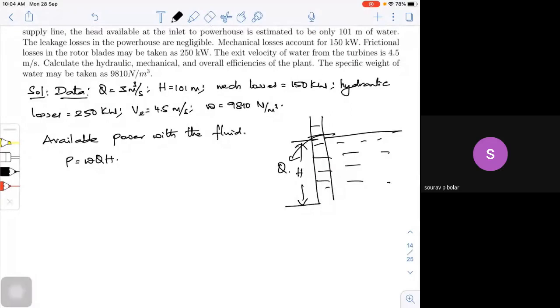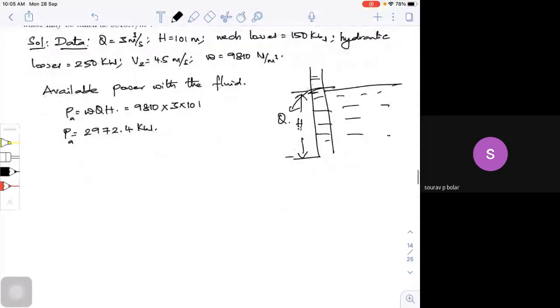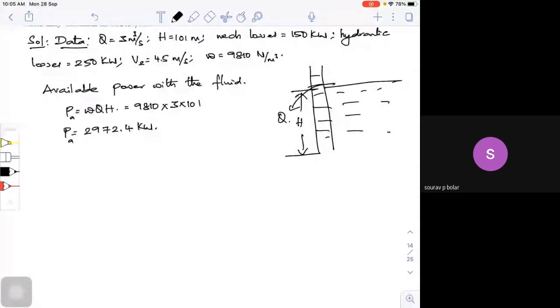So if I try to calculate it, this is 9810, your discharge is 3, and your H is 101. If I put it into my calculator, I am getting around 2972.4 kilowatts. This is the power available. Let me call this PA, and this is not the net power. What will be the net power actually? Net power is nothing but power minus your losses.